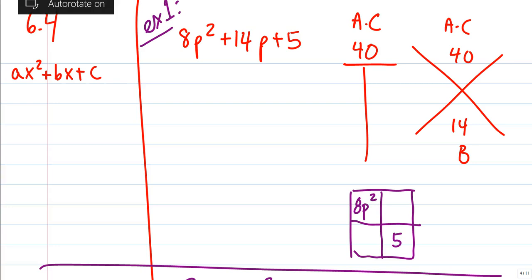So the good news is 6.4 doesn't really do anything new. It's just basically putting together what we've done and kicking it up a notch. So if I look at 8p squared plus 14p plus 5, I don't want to guess and check this again.